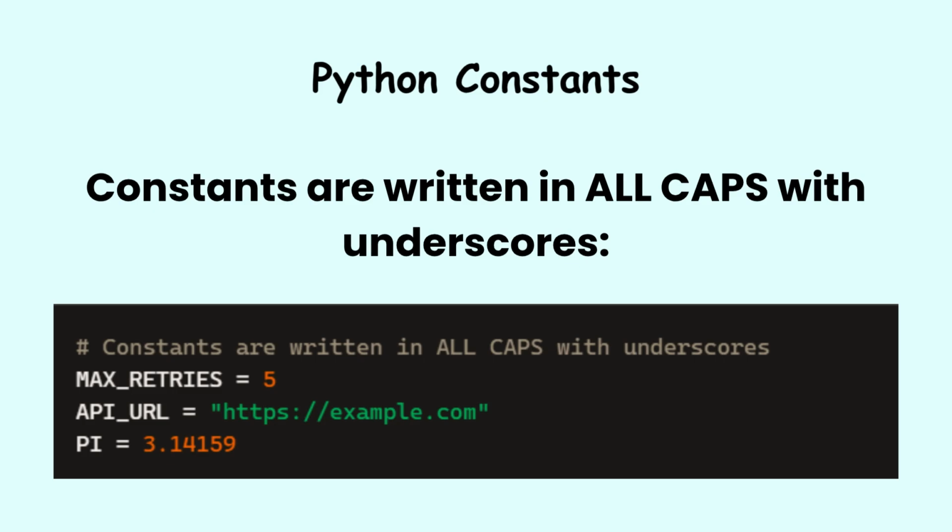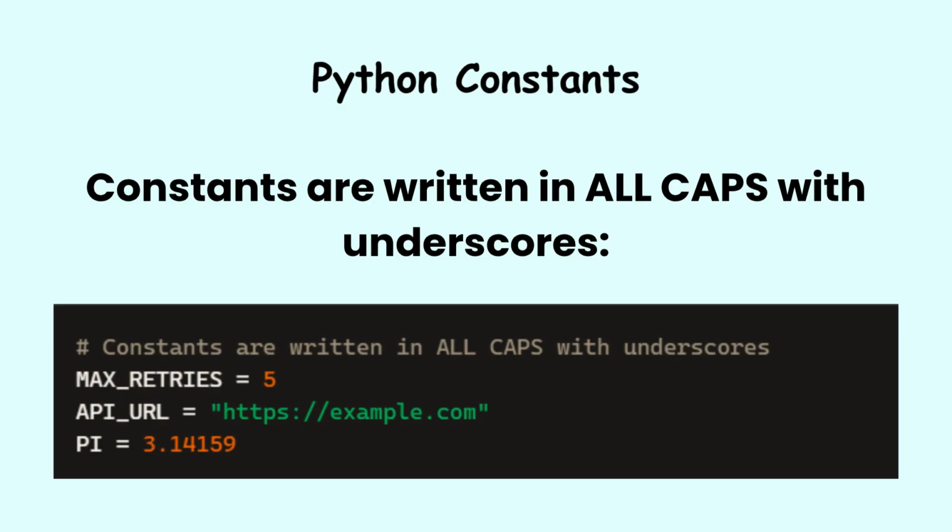So, why use constants? Clarity, names like MAX_RETRIES are easier to understand than raw numbers. Consistency, you define the value once, and use it everywhere. Safety, it helps reduce accidental changes. And it's team-friendly, all caps signals intent to other developers.